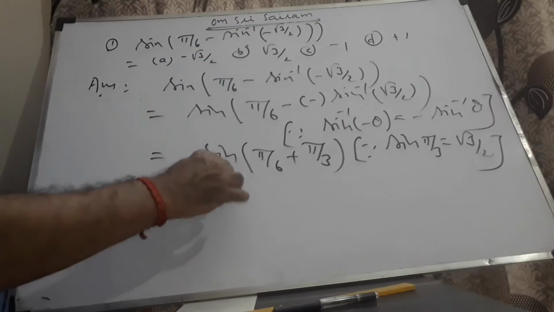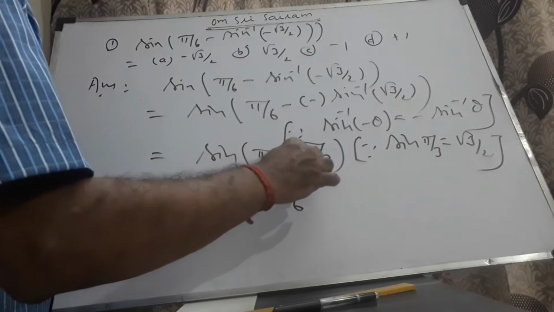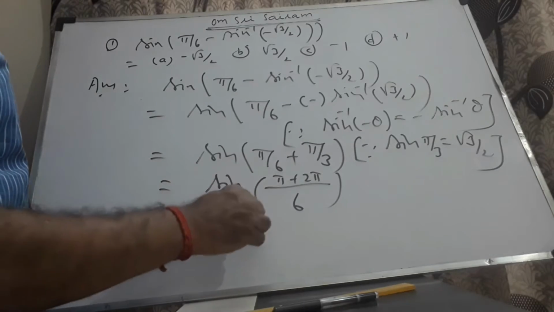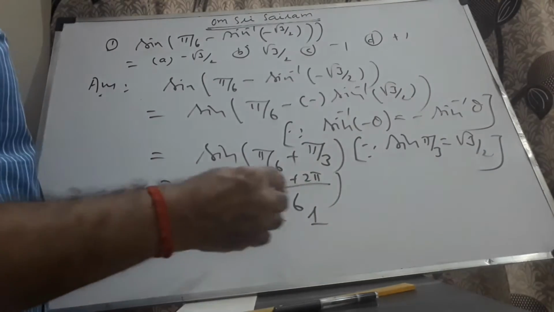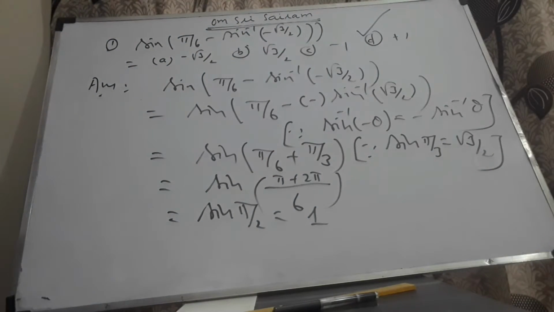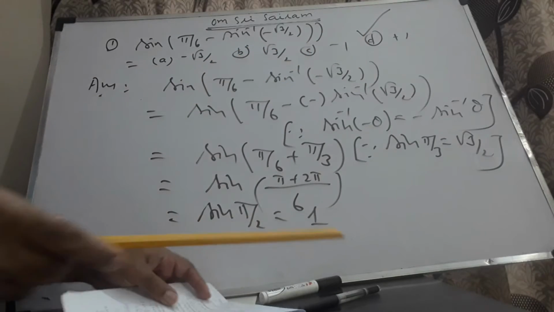Therefore, take LCM, this is pi plus 2 pi over 6. This is simply reduced to sine pi by 2, which is 1. Therefore, my answer is D. You are supposed to put a tick mark against D. Let me just repeat the whole steps.